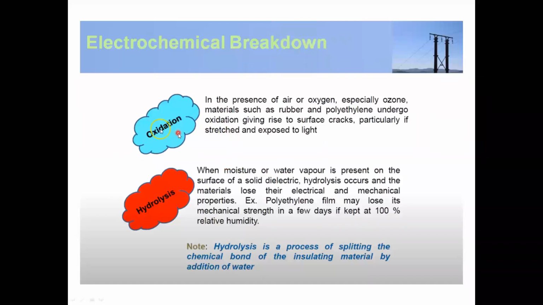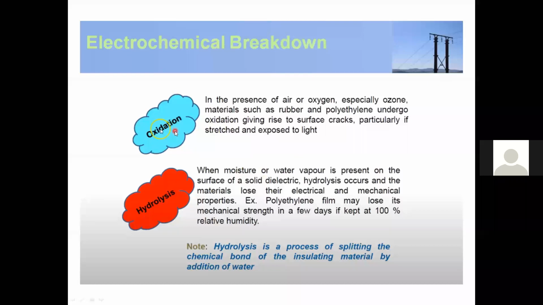Oxidation is nothing but the insulating material being subjected to oxygen or ozone. In the presence of air or oxygen, especially ozone, materials such as rubber and polyethylene undergo oxidation, which gives rise to surface cracks, particularly if stretched and exposed to light.